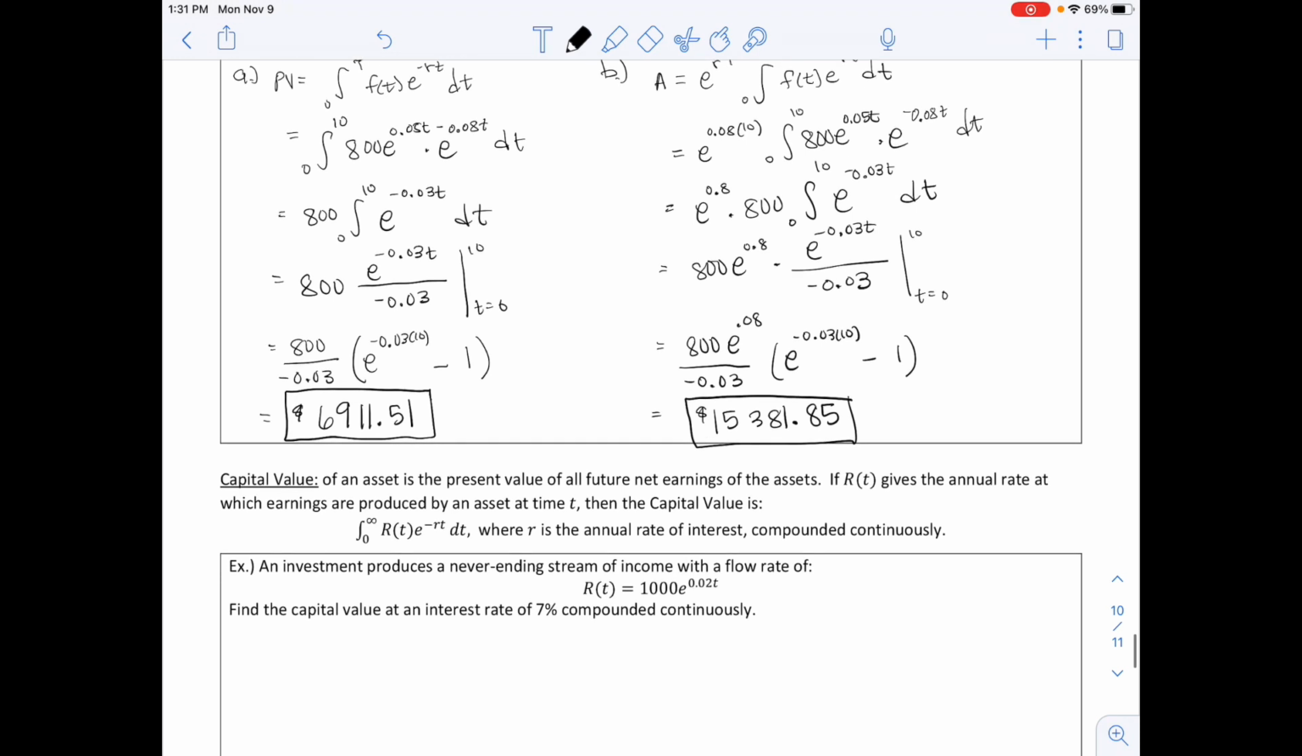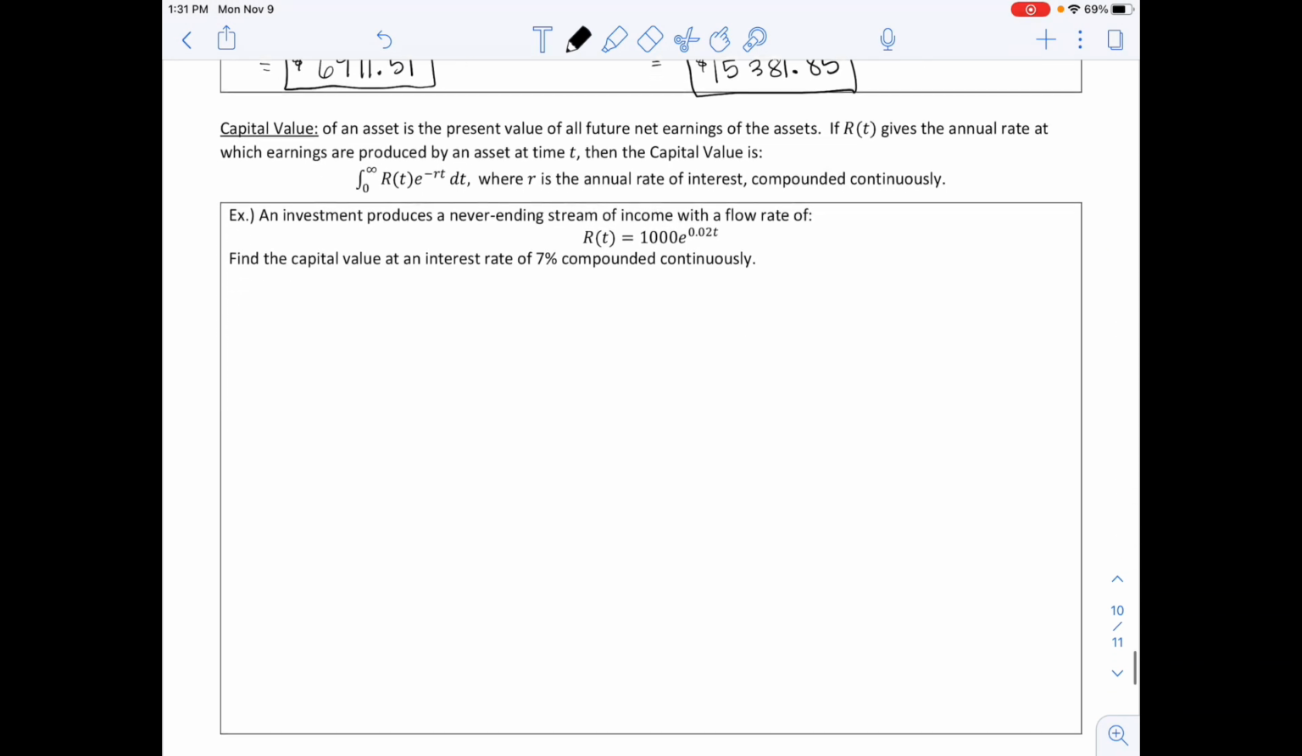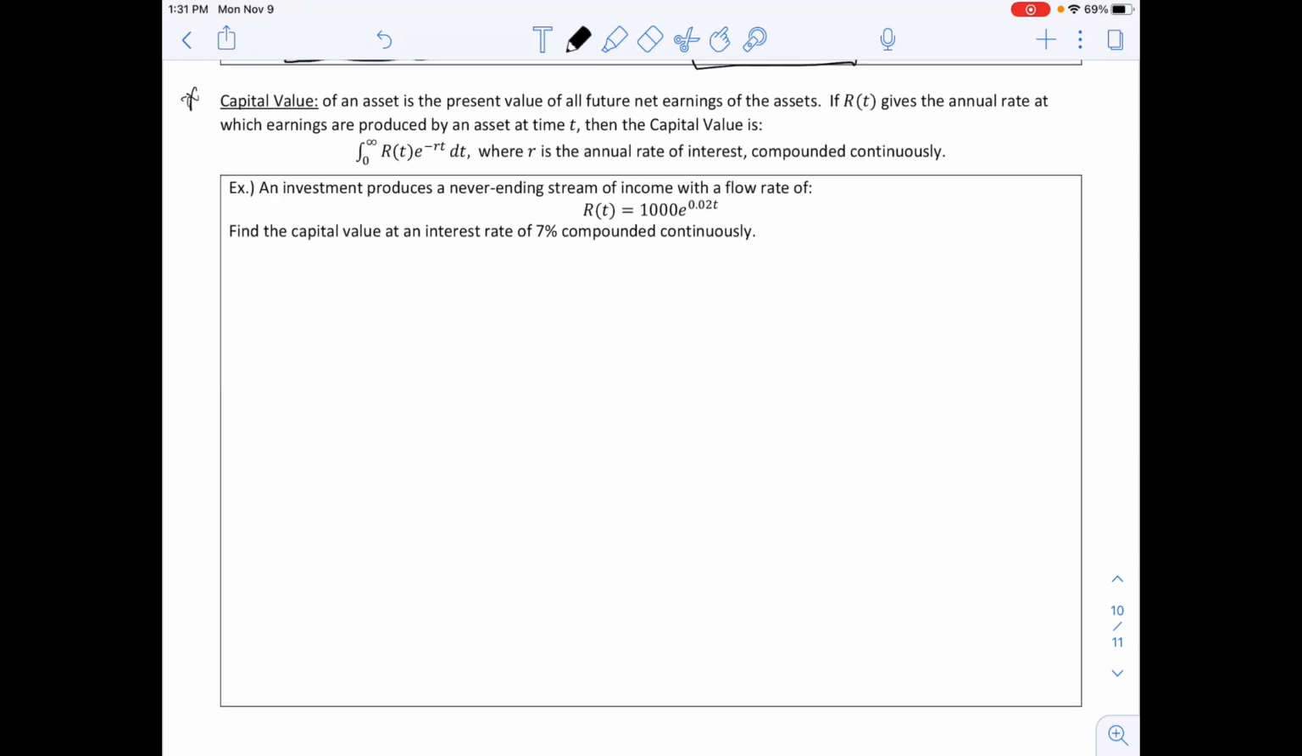Right below this is the capital value. She'll give that a star. The capital value of an asset is the present value of all future net earnings of that asset. If R of t gives the annual rate at which the earnings are produced by an asset at time t, then the capital value is given as the integral from 0 to infinity of R of t e to the negative rt dt, where r is the annual rate of interest compounded continuously.